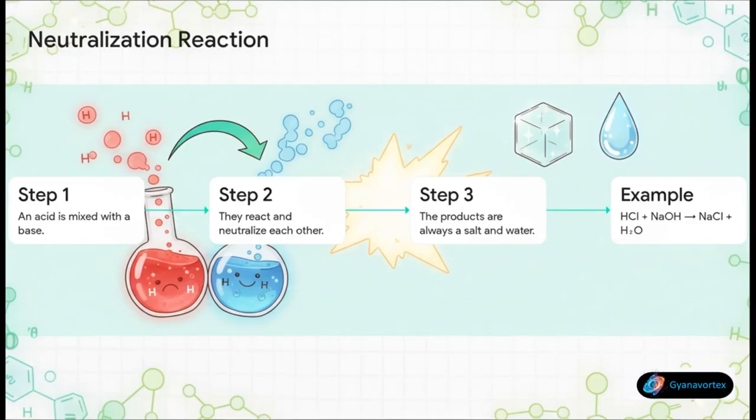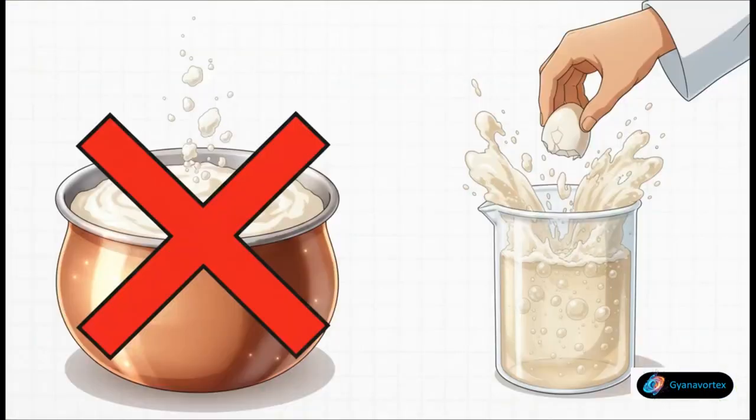It's always the same two things: a salt, like in this example, sodium chloride or table salt, and plain old water. It's like they call a chemical truce. But hold on, acids don't just react with bases. Mix them with certain metals, and you get a salt plus hydrogen gas.